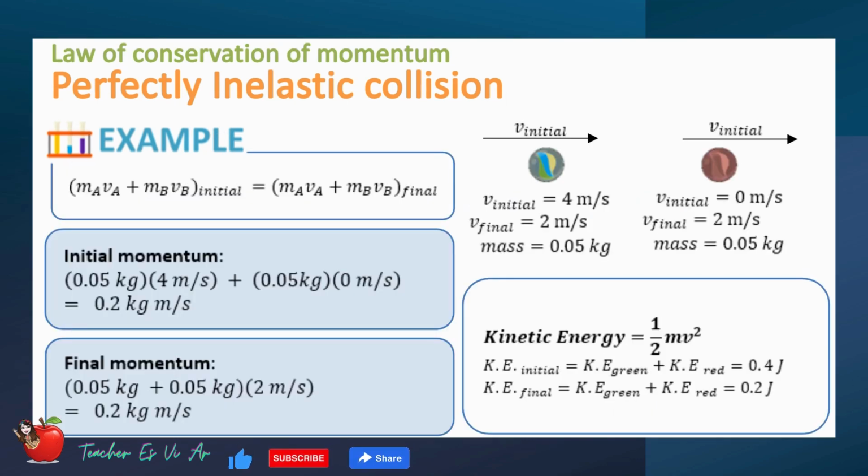Let's try to see the initial and final momenta using the given mass and velocity. Based on our calculations, the momentum is conserved. On the other hand, if we solve the kinetic energy before and after collision, we can see that the kinetic energy is not conserved.